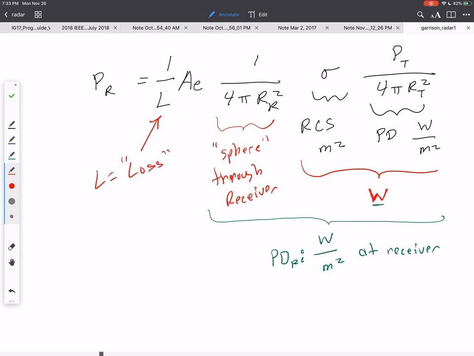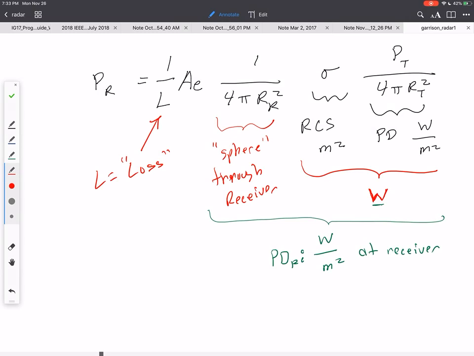And this could cover things such as some energy is going to be absorbed by the atmosphere. Some energy is going to be absorbed because the cables and the conductors are not going to be perfect. All kinds of things. All that stuff is going to be lumped together in a loss, which we hope is not too big if we designed our system well.